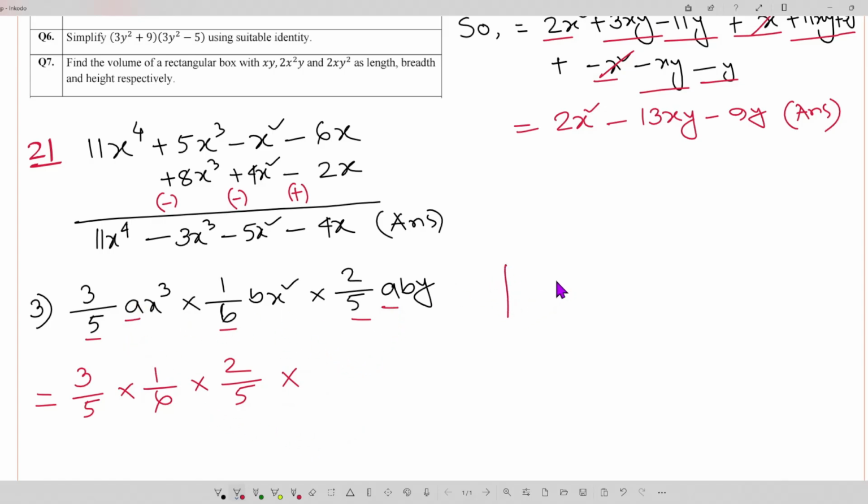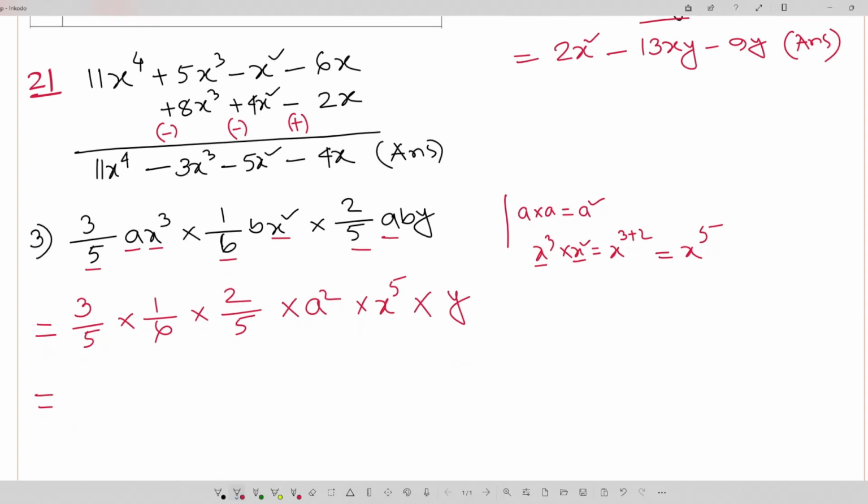So we know once base are same, that time power will be add once we make product. So a times a will be a square. Then here is x cube, here is x square. So it will be what? X cube times x square. Base are same, so power will be add once product. So 3 plus 2, it will be x to the power 5. We can write what? X to the power 5 times, and finally this one is y.